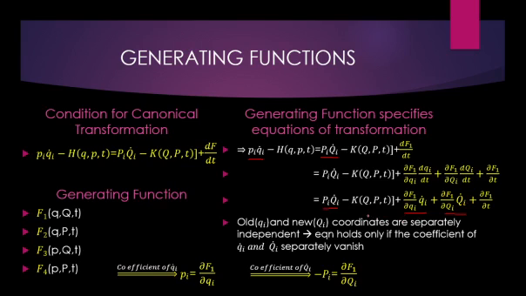Okay, and the remaining terms can be clubbed up, so it is equal to minus h equals minus f plus dou F1 by dou t. So finally what you get is k is equal to h plus dou F1 by dou t.